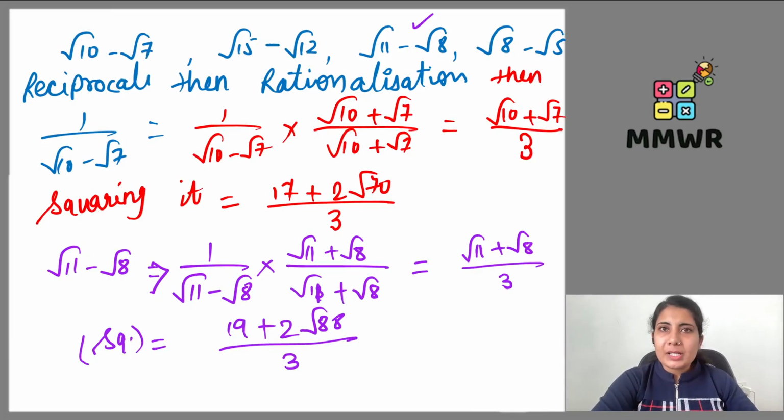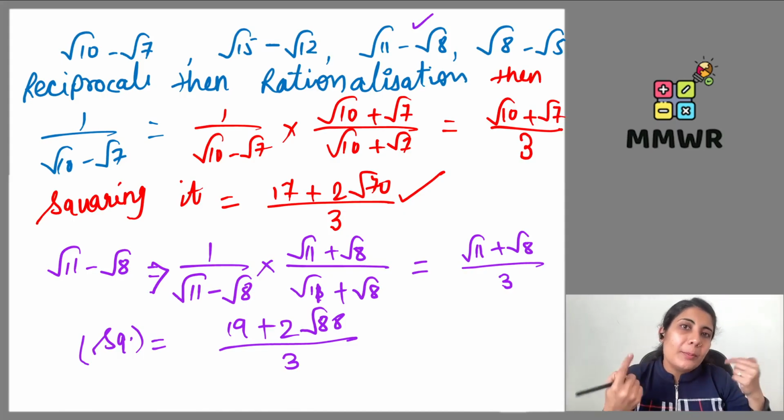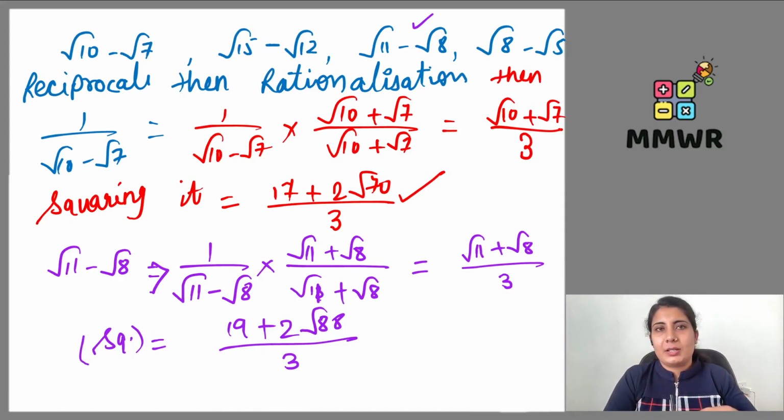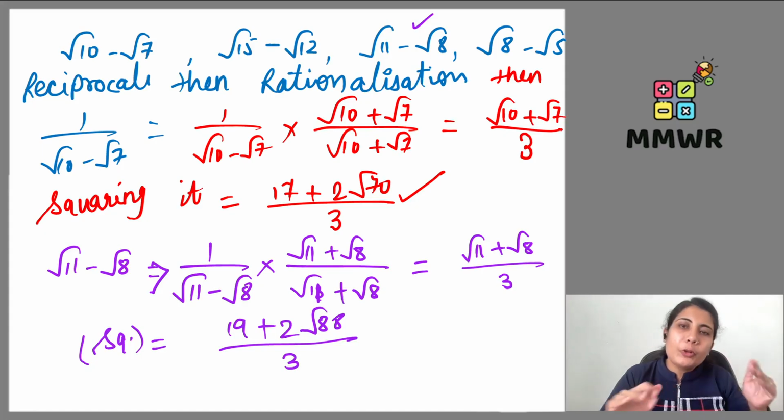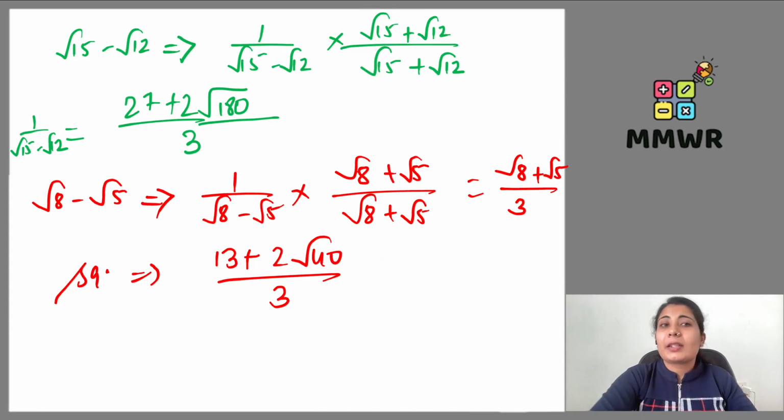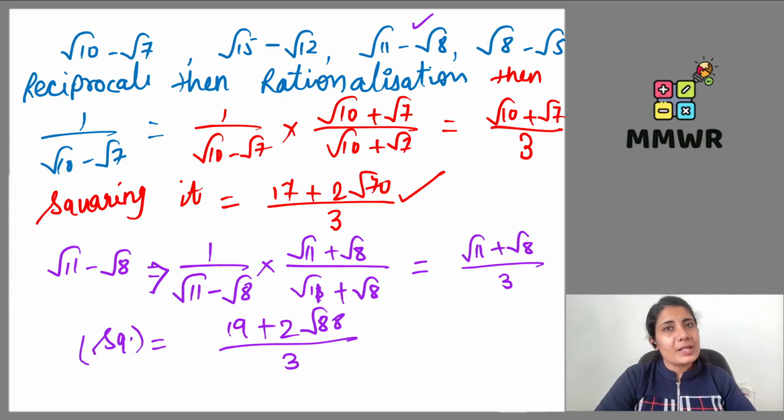तो 1 upon root 10 minus root 7 की वैल्यू है 17 plus 2 root 70 upon 3. So root 10 minus root 7 की वैल्यू हो जाएगी 3 upon 17 plus 2 root 70. So actually root 10 minus root 7 की वैल्यू क्या है, 3 upon 17 plus 2 root 70. Value for root 15 minus root 12 is 3 upon 27 plus 2 root 180. Value for root 11 minus root 8 is 3 upon 19 plus 2 root 88. Everywhere the numerator is 3, the denominator is changing.